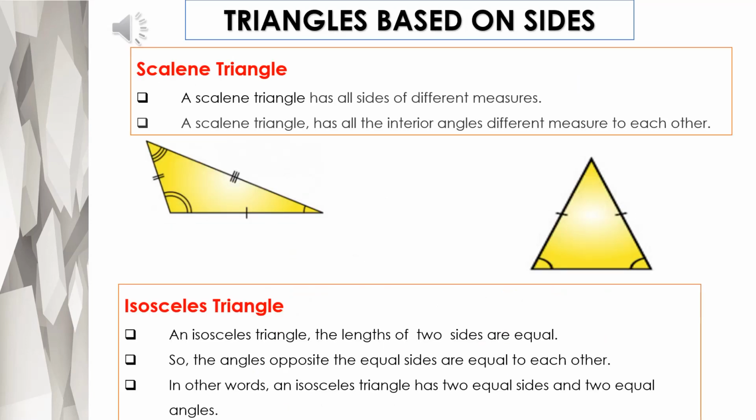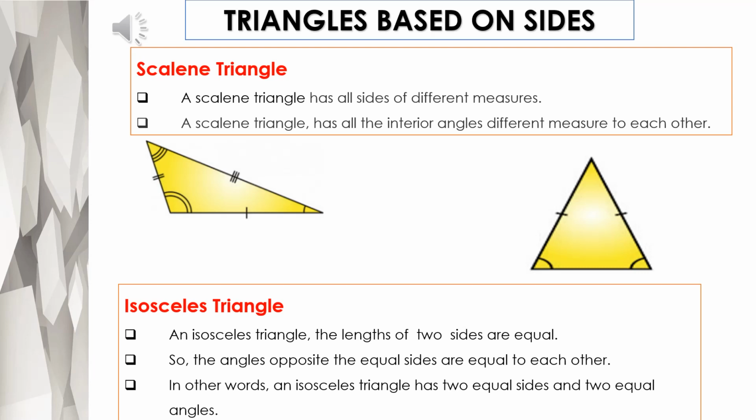First, let me take you through triangles based on sides. Let us discuss the scalene triangle. As you can see in the figure, a scalene triangle has all sides of different measures. Okay? The second property is that a scalene triangle has all interior angles of different measures. But remember, if you sum up all three interior angles, it should be equal to, correct, 180 degrees.